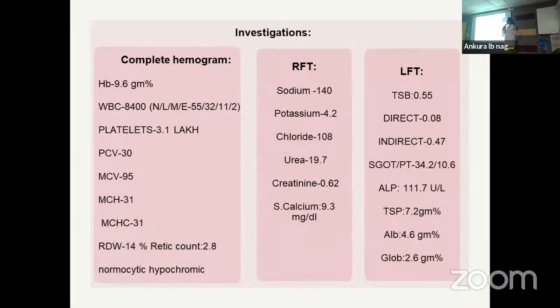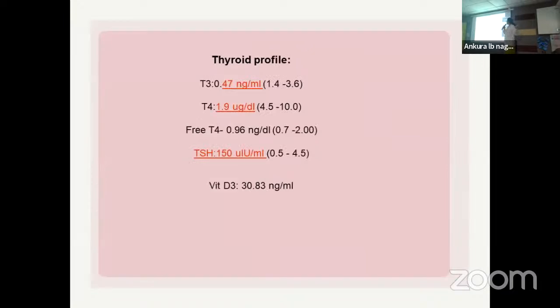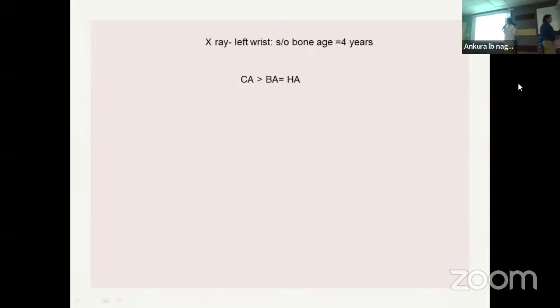On examination, complete hemogram, renal function test and liver function test are normal. On thyroid profile, T4 was low, sir, with TSH elevated, more than 150 microinternational units per ml. And bone age was decreased.